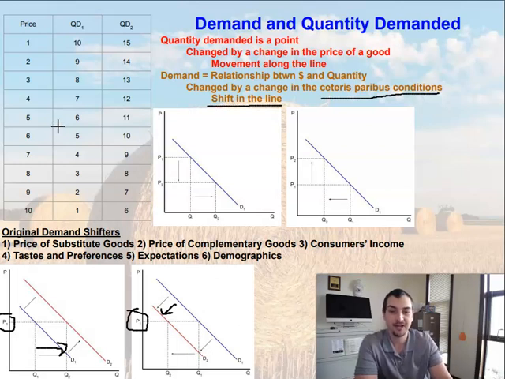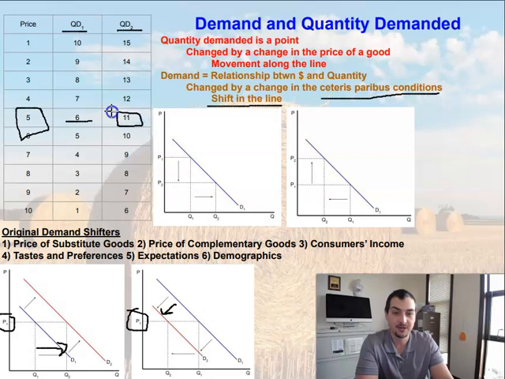So let's look back up here, and we look at this level of quantity demanded versus this one, this demand relationship versus this one. If we keep prices the same at $5, under demand 1 we consumed 6 units. But now under demand 2, the second demand line, we consume 11 units.